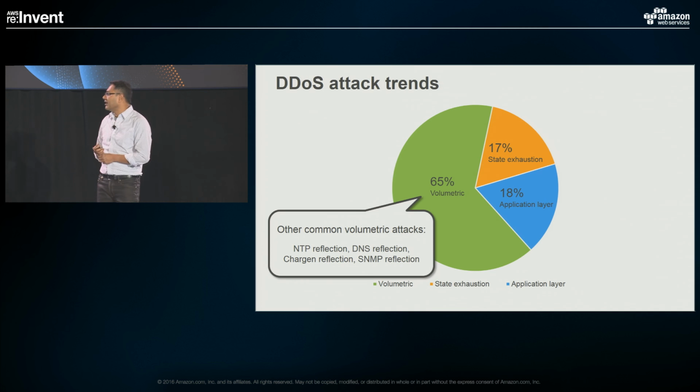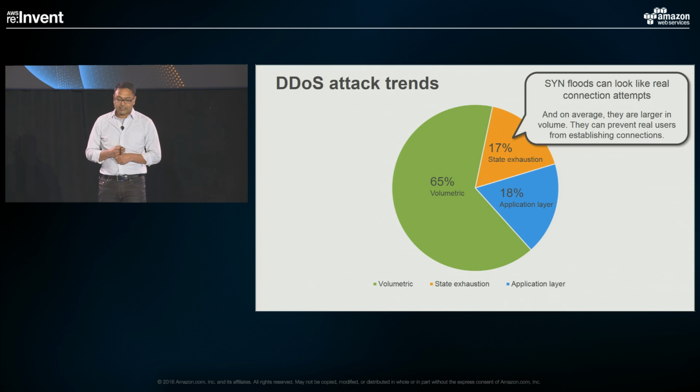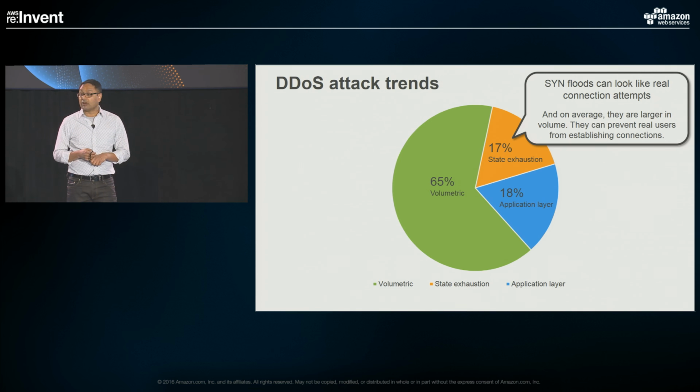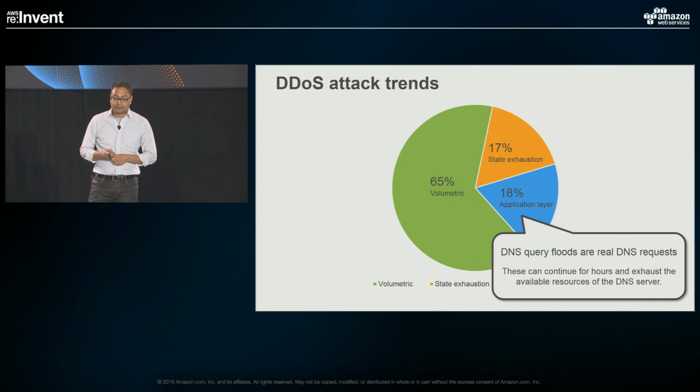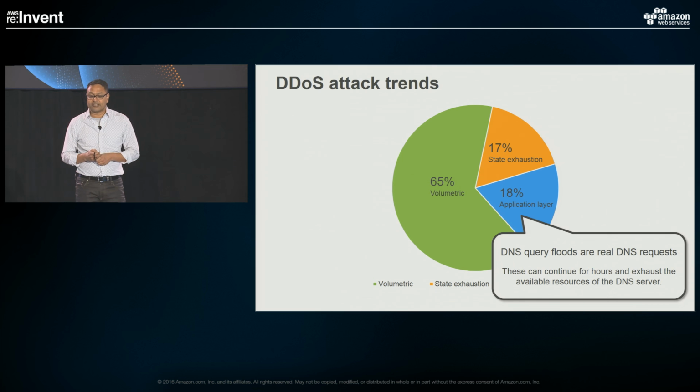The other kinds are NTP reflection attacks, DNS reflection attacks, chargen, which is a more recent kind of attack, and simply floods. Those are less common. SSDP is more common from what we've actually seen. As far as the state exhaustion attacks, SYN floods, on average, are larger in volume. They prevent real users from establishing connections. And as I said before, DNS query attacks are the most common form of application layer attacks.